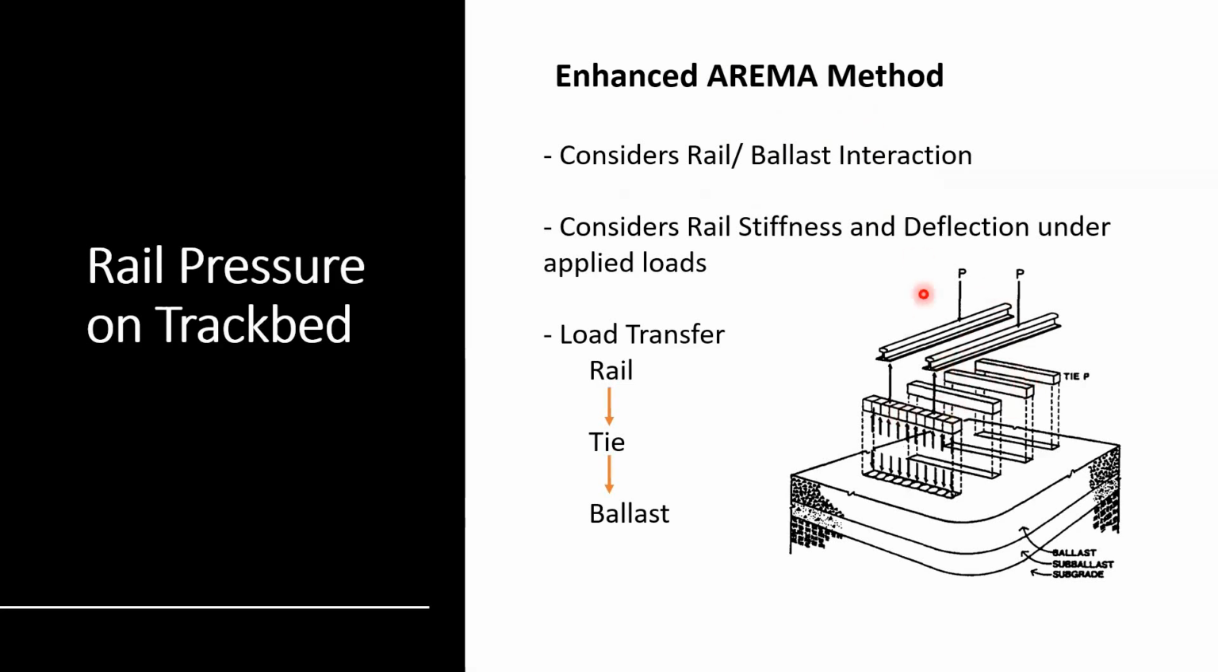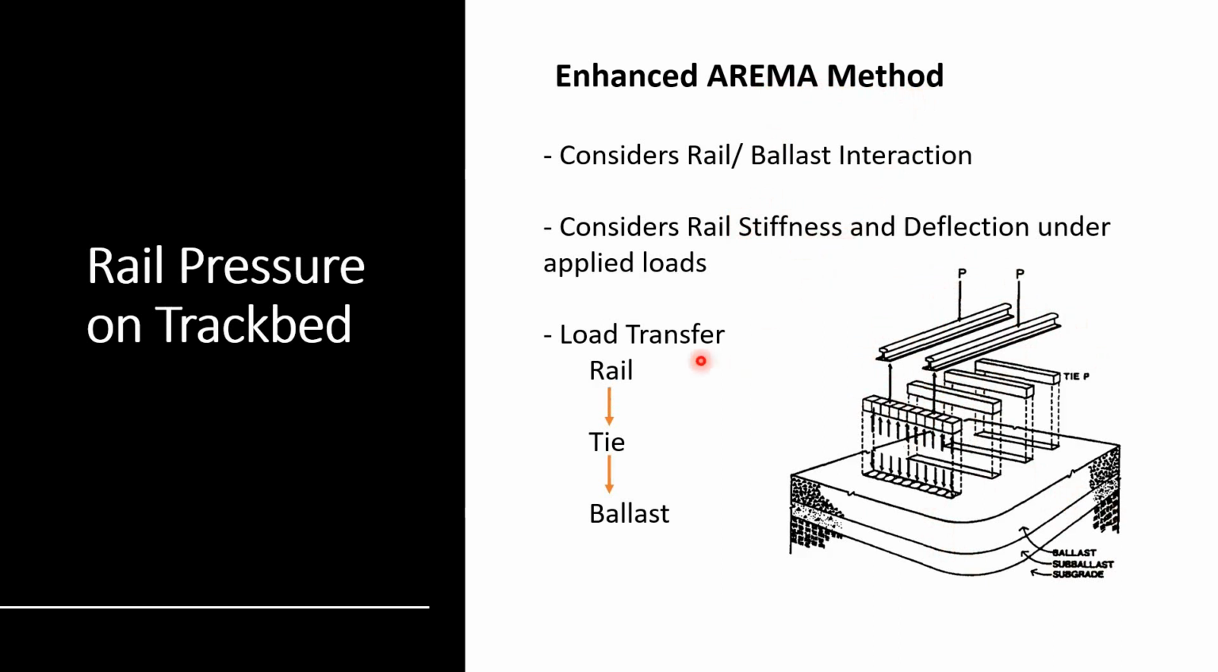because it considers how the parts act together. Remember, you're designing a structure, although the rails are usually either typical from the track specifications, or they come from the structural slash rail team. Keep in mind that the rail with the sleepers, they act as one body, and that body transfers the load into the track bed. So in this enhanced ARIMA method, it considers the rail stiffness and deflection under applied loads.